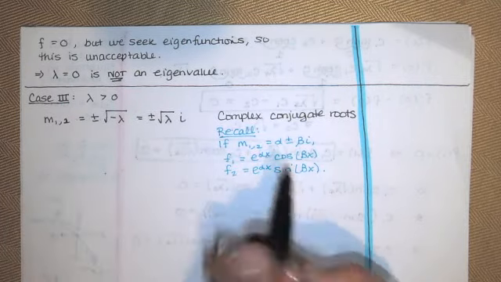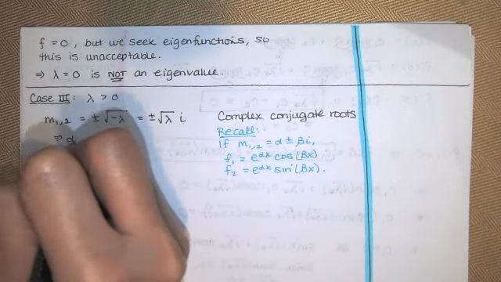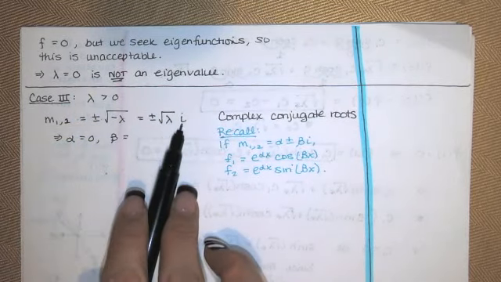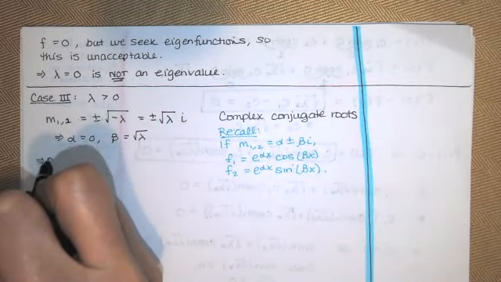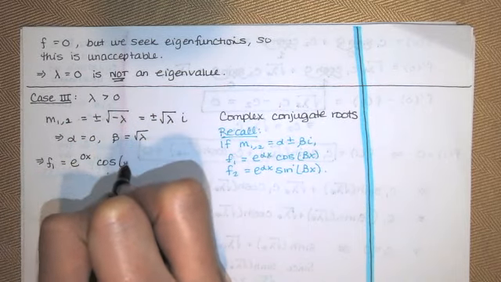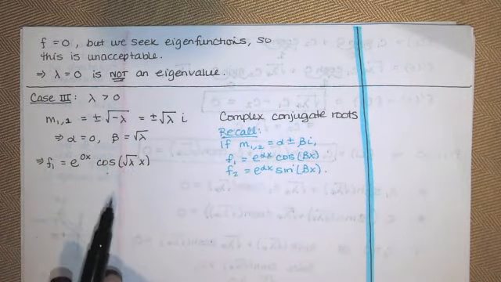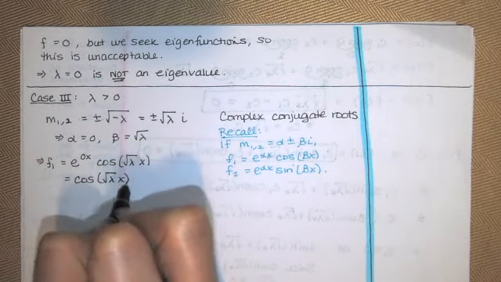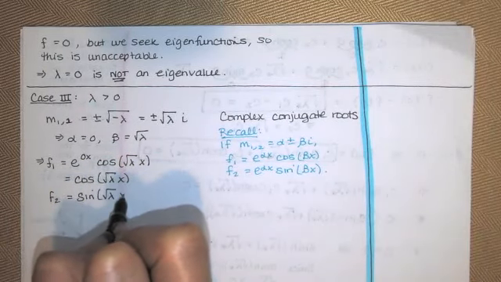Okay, so given that, we need to identify alpha and beta. Alpha is the real part here. There is no real part, so we're just going to call that zero. Beta is the positive constant multiplying i, which is the square root of lambda. And that means our two linearly independent solutions are e to the zero x times cosine of the square root of lambda times x, substituting in zero for alpha and square root of lambda for beta. So that's just cosine of the square root of lambda times x. And F2 looks just like F1, except you replace the cosine function with a sine function.